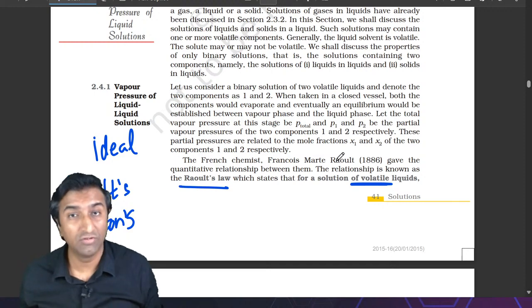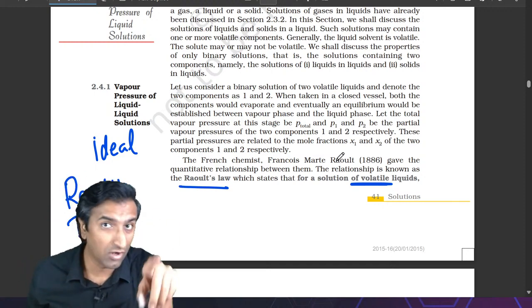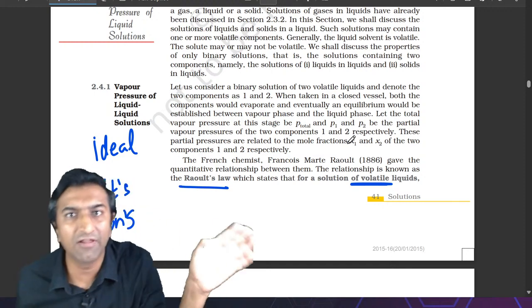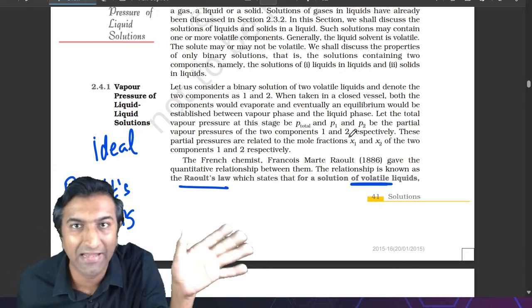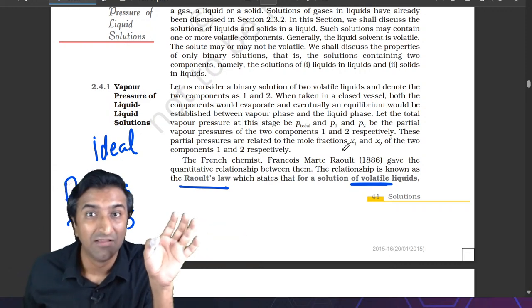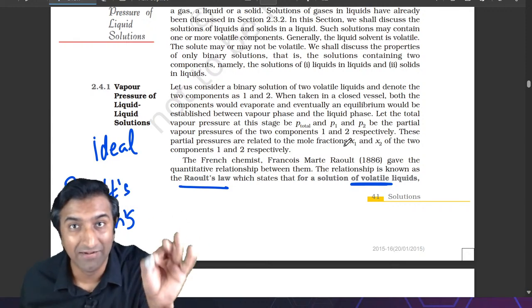We go right into the idea of, okay, when you mix two volatile liquids, what's a volatile liquid? All liquids are volatile. There are no non-volatile liquids. When you talk about a non-volatile solute, you're talking about a solid dissolved in a liquid.